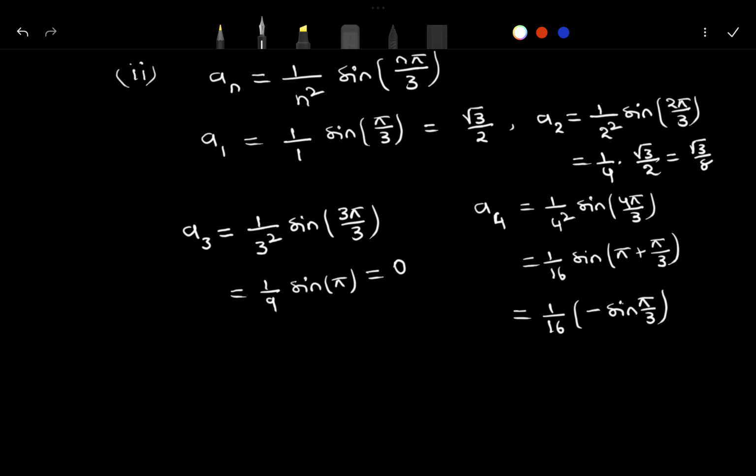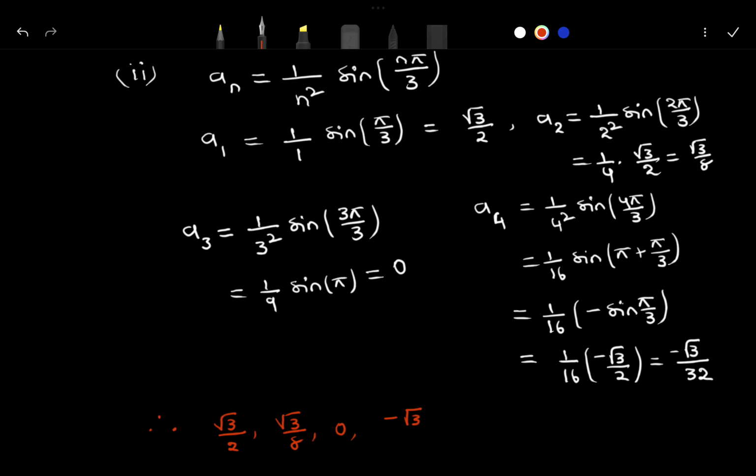You know the sine 60 value is root 3 by 2, so that is equal to 1 by 16 into minus root 3 by 2. So this value will be equal to minus root 3 by 32. Therefore, what are the numbers of this sequence? The first one will be root 3 by 2, comma, second one will be root 3 by 8, third one will be 0, and the fourth one is minus root 3 by 32, comma, and so on.